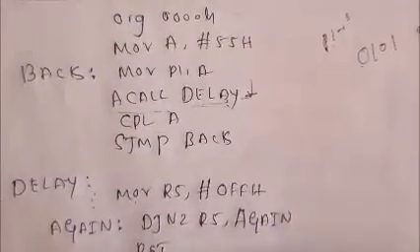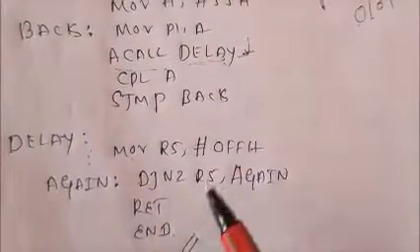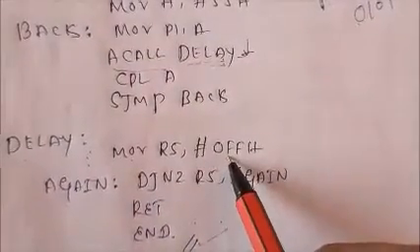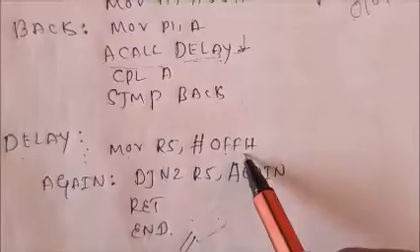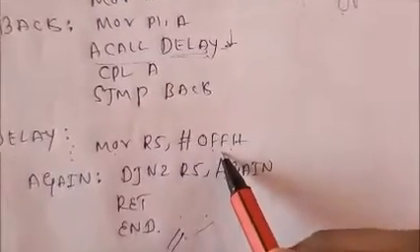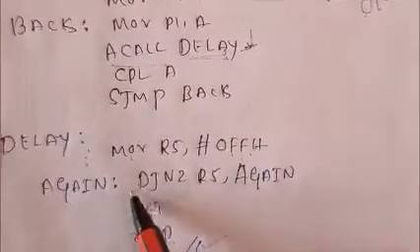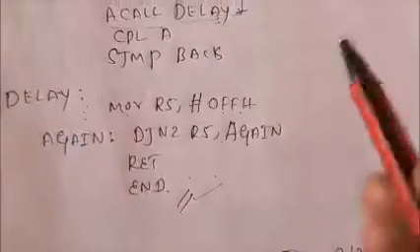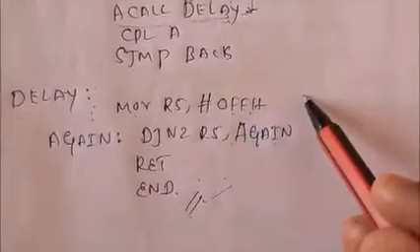What it does here is similar to the previous one also. I am loading register R5 with 0FFH. Is it clear? 0FF is 255 in decimal. So what will happen here? Again colon, DJNZ R5, AGAIN. FF in decimal is 255.